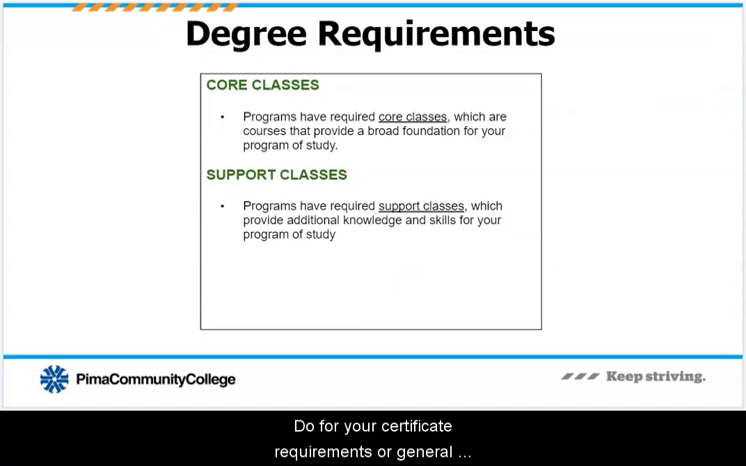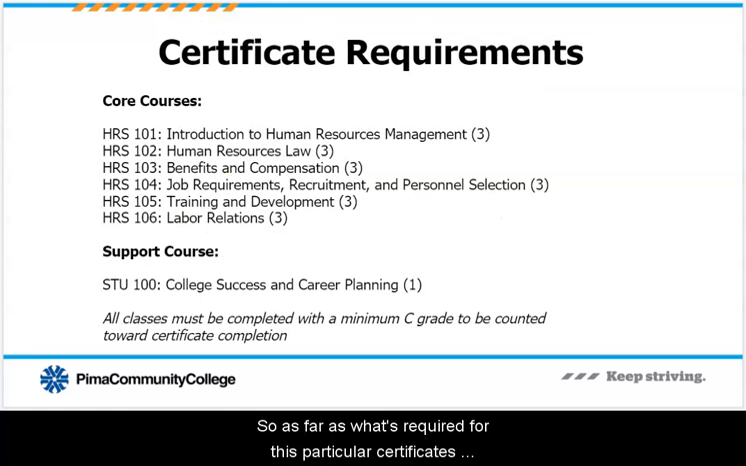So for your certificate requirements or general degree requirements for this particular program, you have your core classes. The programs have required core classes, which are courses that provide a broad foundation for your program of study. In this case, the Human Resources Certificate. And then you have your support classes. Some programs have support classes, which provide additional information, knowledge, and skills for your program of study as well. As far as what's required for this particular certificate, there are 6 3-credit courses for 18 credits total, okay?